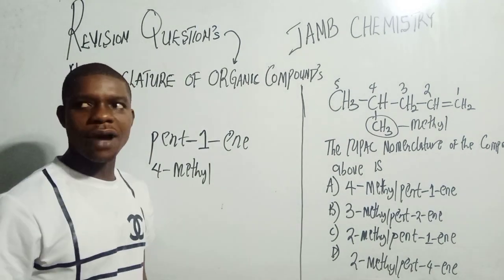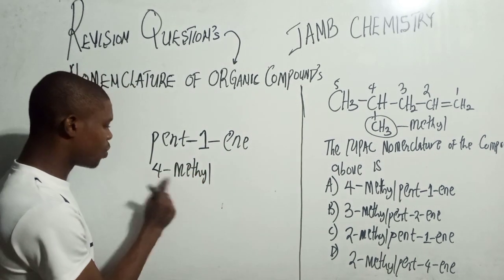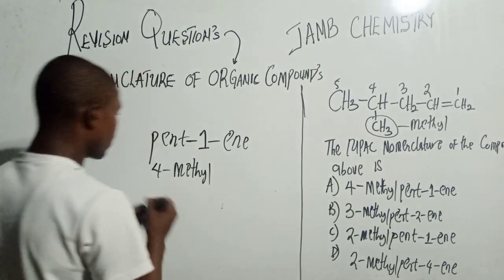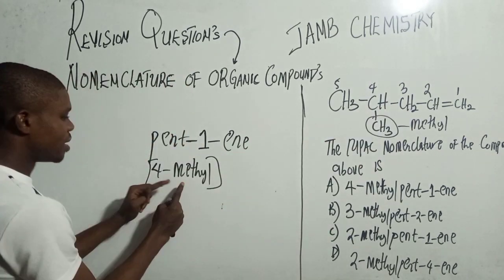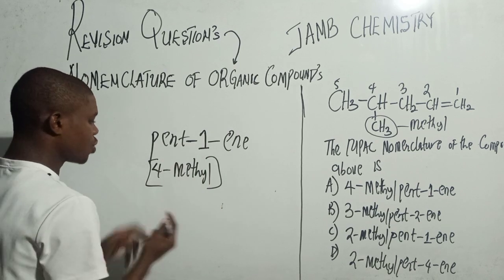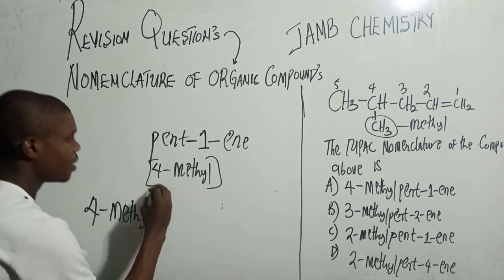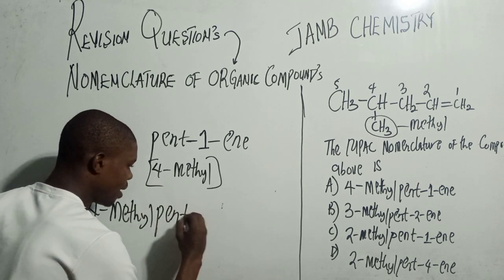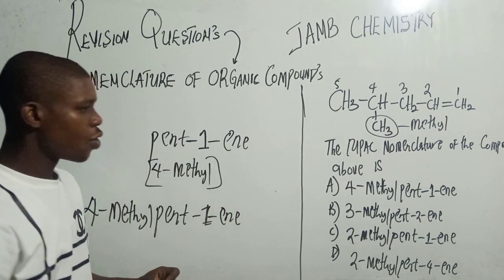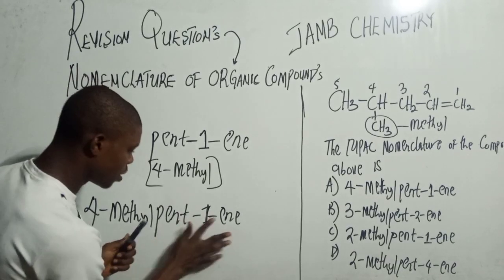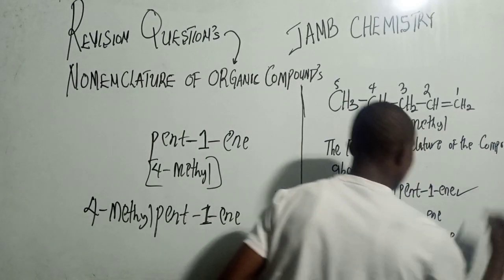I want to combine them together now. Remember, number and alphabet are always separated by a hyphen. So you must separate number and letters with a hyphen. To give the complete name, the substituent comes first and the parent comes last. So it will be 4-methylpent-1-ene. What is the correct option? The correct option is this one here.